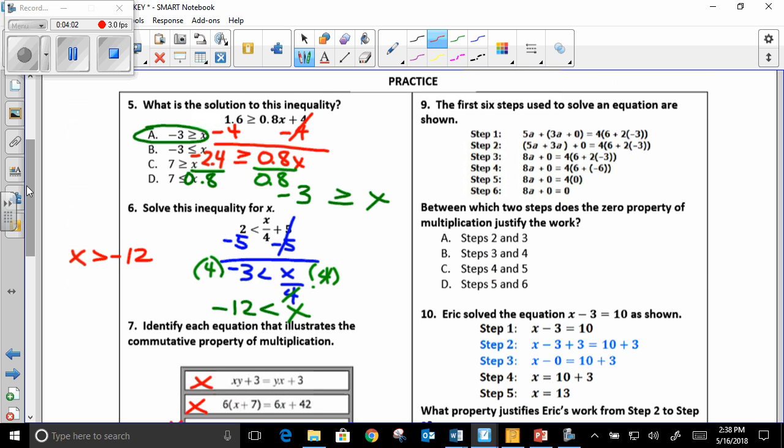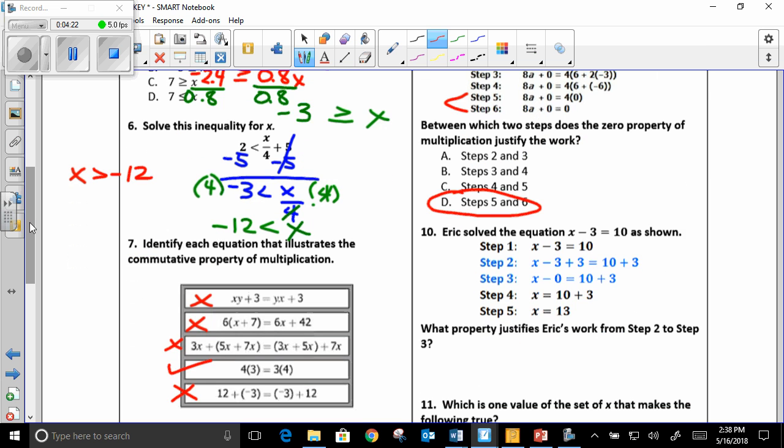The first 6 steps used to solve an equation are shown. Between which 2 steps does the 0 property of multiplication justify the work? It should be between 5 and 6. Number 10, Eric solved the equation x minus 3 equals 10 as shown. What property justifies Eric's work from step 2 to step 3?